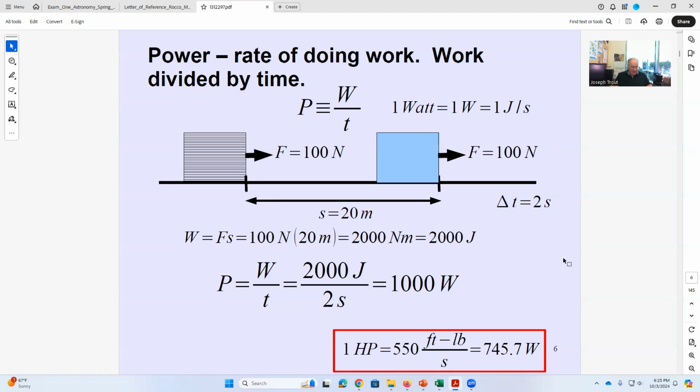For example, you might have a lamp in your kitchen that has a 100-watt light bulb, and it puts out 100 joules of heat and light every second. Another unit that's used is the horsepower. The horsepower is 550 foot-pounds per second, and it's equal to 745.7 watts.